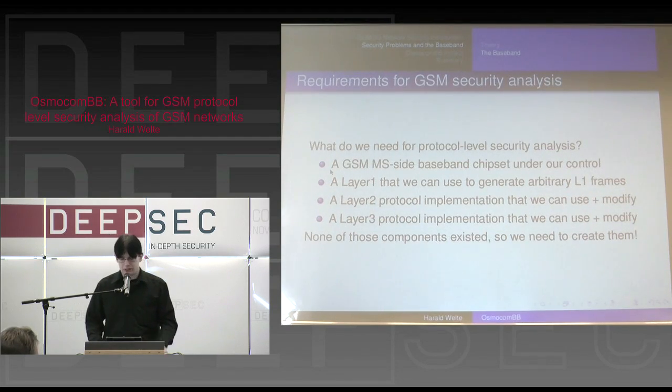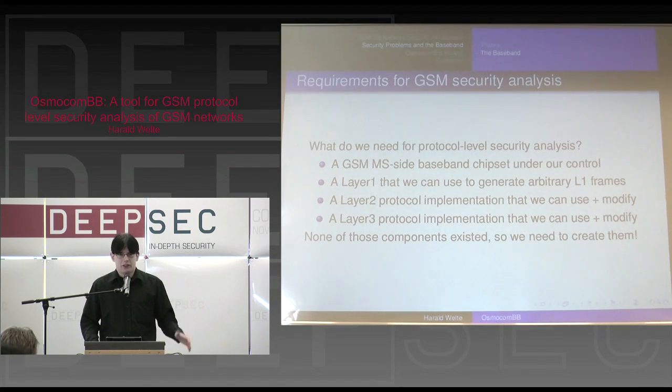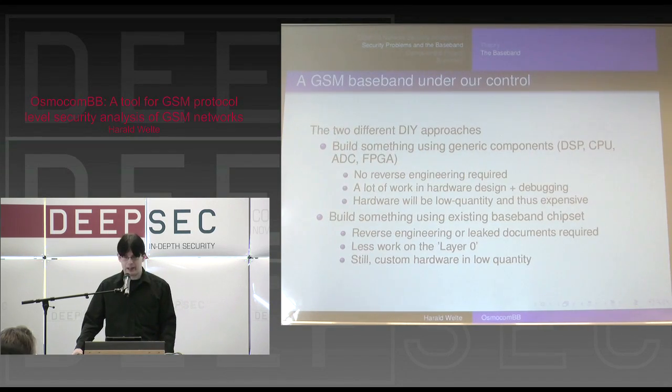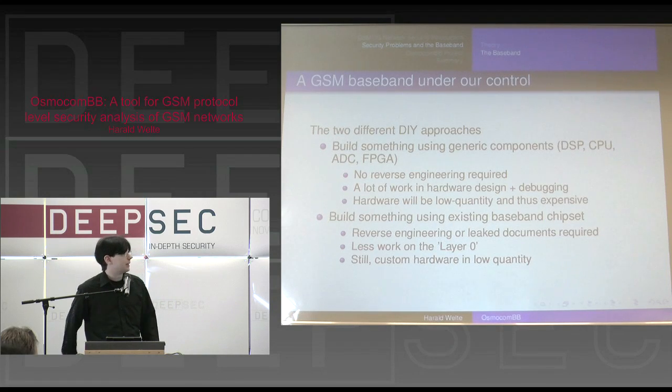So what we need in order to do what we want to do is we need the telephone under our control, we need a layer 1 that we can control, we need layer 2 and layer 3 in our control. None of those components existed in open source or a freely available manner until this year, so we needed to create them, and this project was started only in January this year, by the way.